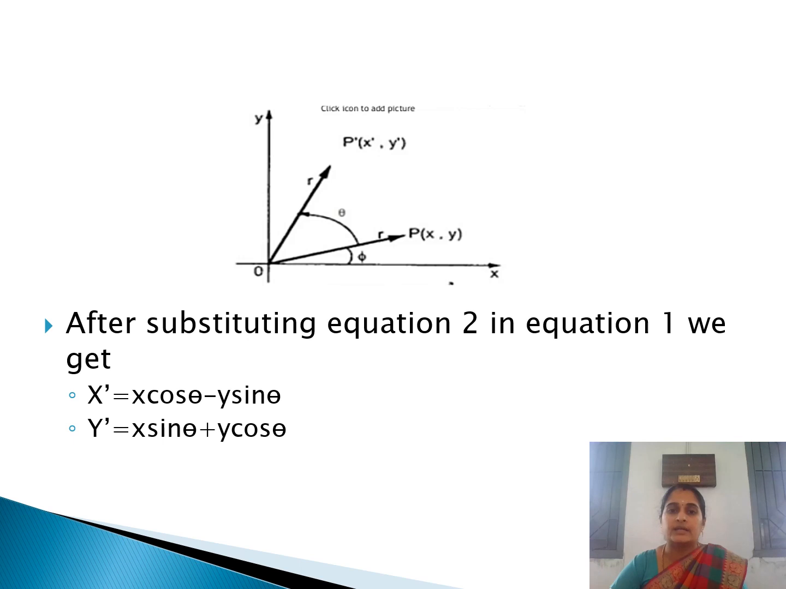Now this is the diagrammatic representation of rotation, that is rotating the point P to P dash from the angle phi to the new angle. Rotating the coordinate point x, y to coordinate point x dash, y dash. By applying the equation, we find x dash is equal to x cos theta minus y sin theta and y dash is equal to x sin theta plus y cos theta.